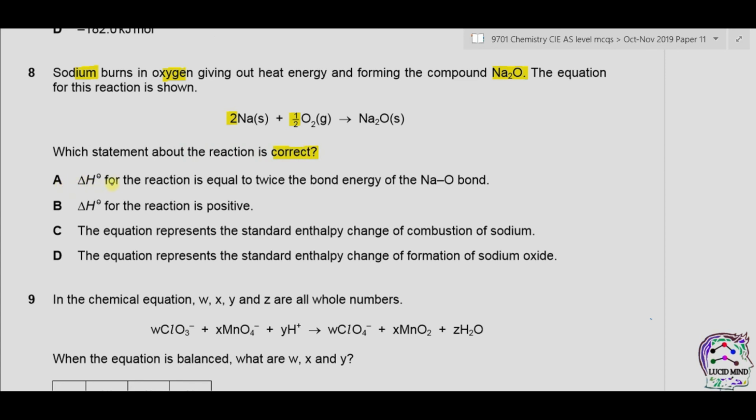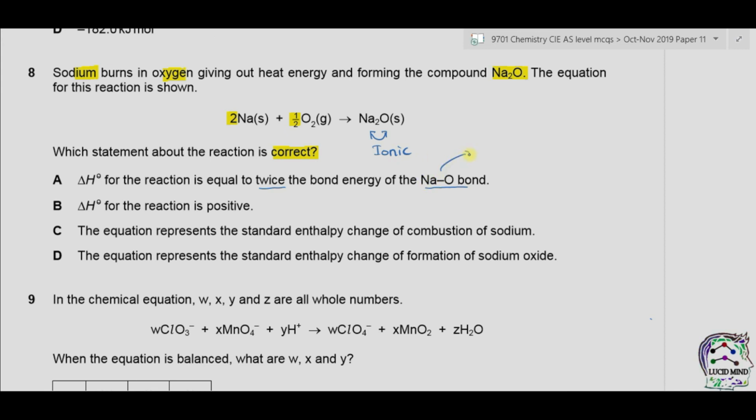A. Enthalpy change for the reaction is equal to twice the bond energy of the sodium-oxygen bond. Now we can see that sodium is a metal and it is from group 1 of the periodic table, while oxygen is a non-metal of group 6. So the bond formed between sodium and oxygen is ionic bond.